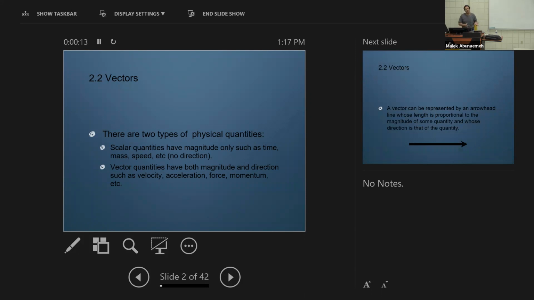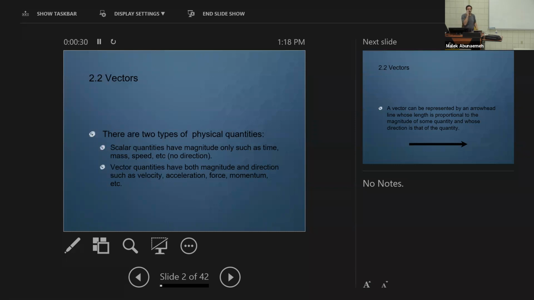If I tell you what time it is, it's 5 o'clock, 3 o'clock, 12 o'clock. All right. If I put you upside down, what time it is, direction doesn't matter. It's still the same time. 3, 5, 12 o'clock, whatever. Vector quantities have both magnitude and direction, such as velocity, acceleration, force, momentum.